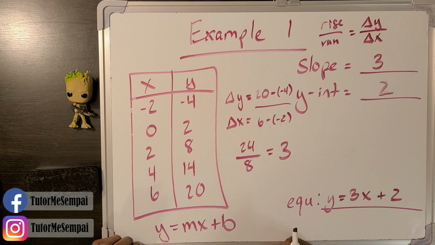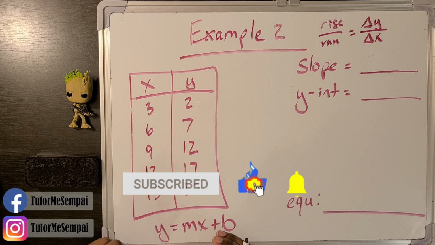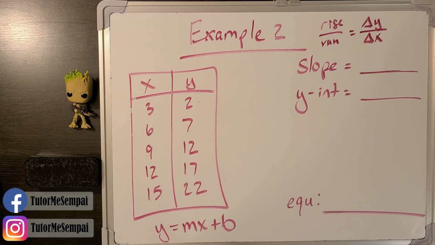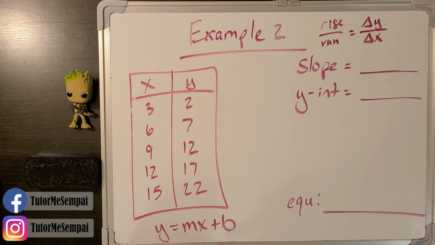Let's try another example. This is going to be our example 2 for today. Now we have a new set of points within our table, and we want to do the same thing we did in our previous example. Find our slope, find our y-intercept, plug them into our slope-intercept form, and create our linear equation. However, unlike our first example, finding the y-intercept is going to be a little bit more work here. They don't just give it to us in our table of points. So we have to figure it out.